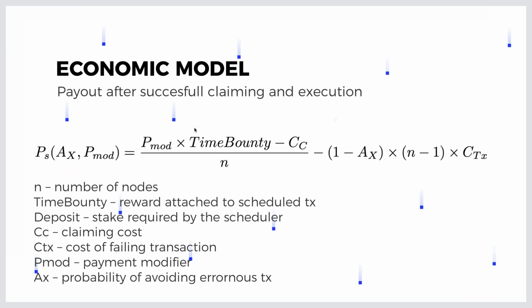So how this payment modifier works: the later a time node tries to claim the transaction, the higher the payment will be. It is a modifier that is multiplied by the time bounty. For instance, given a time bounty of 1 ETH, if the payment modifier is 0 because someone claimed in the first block, it's going to get no bounty. And if it claims at the end of the claiming window, it's going to get the full time bounty.